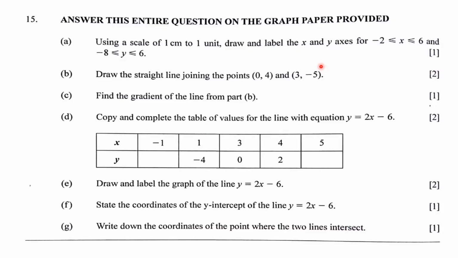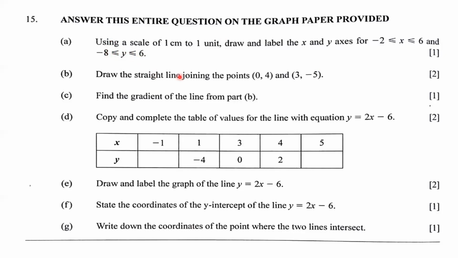Here we have a graphing question. They said to answer this entire question on the graph paper provided. Using a scale of 1 centimeter to 1 unit, that means we're counting in ones, draw and label the x and y axis. So they want us to go from -2 to 6 on the x-axis, and on the y-axis, they want us to go from -8 to 6.